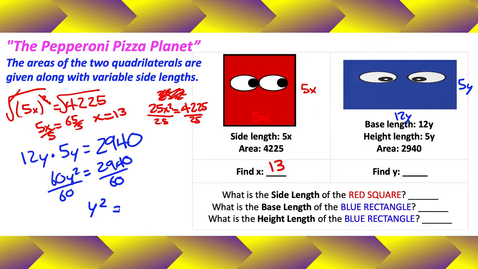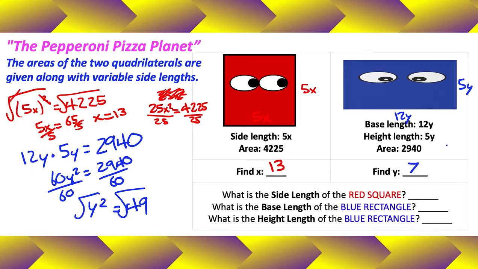2940 divided by 60. I don't have that pre-made. Hey, what do you know? 49, isn't that nice? All right, so then we'd square root. The reason I'm not involved in the negative square roots is because we have actual side lengths, so negative side lengths wouldn't make a whole lot of sense. So the y value is 7.